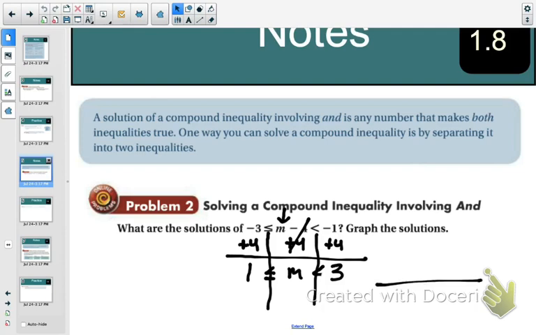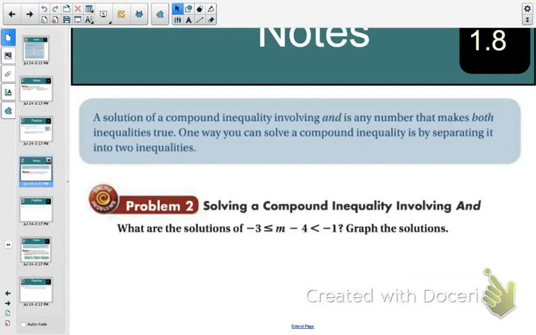So that means, and they are both, nope, just one of them is equal to. So I have 1 here, 3 here. This one's equal to, so it's going to be a closed circle. This one's an open circle, and we shade in between like so. So that's what that would look like. You just get the m in the middle by itself, and then shade from there.